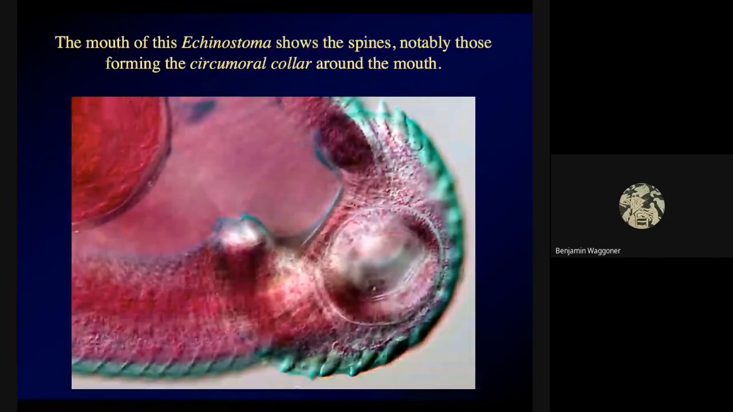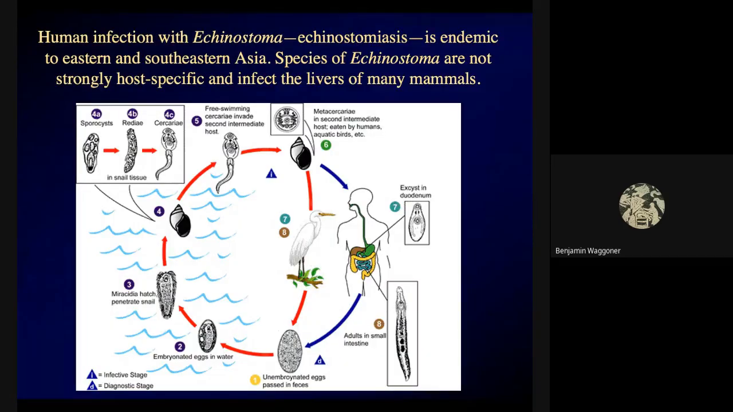So there's those spines around the mouth of an echinostomatid. This one's echinostoma. You can see the spines forming a collar around the mouth, the circumoral collar. And then human infection is endemic to Eastern and Southeastern Asia. I'm not aware of any that would commonly infect people elsewhere. The species are not particularly strongly host-specific. They can infect the livers and intestines of many mammals, although the main definitive host in the wild is snail-eating birds.